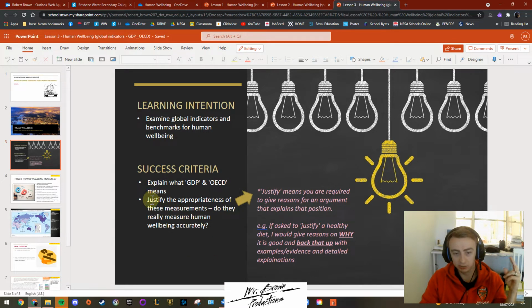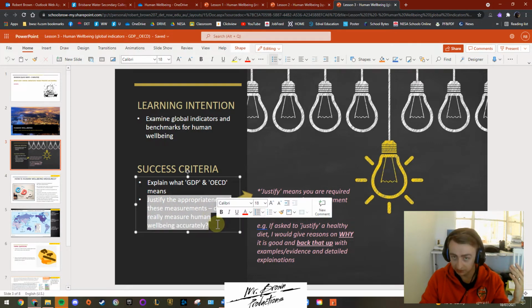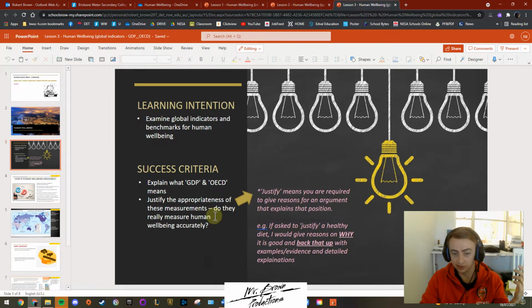And what we're going to do between both of those theories is justify the appropriateness of these theories. Do they actually measure human well-being accurately according to their standards? Do they cover the essential items, food, safety, shelter, etc.? And do they cover those non-essential items, but things that are really important for human well-being?